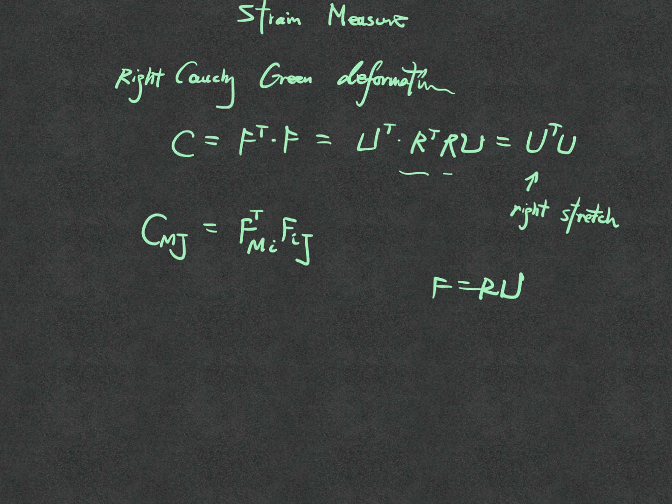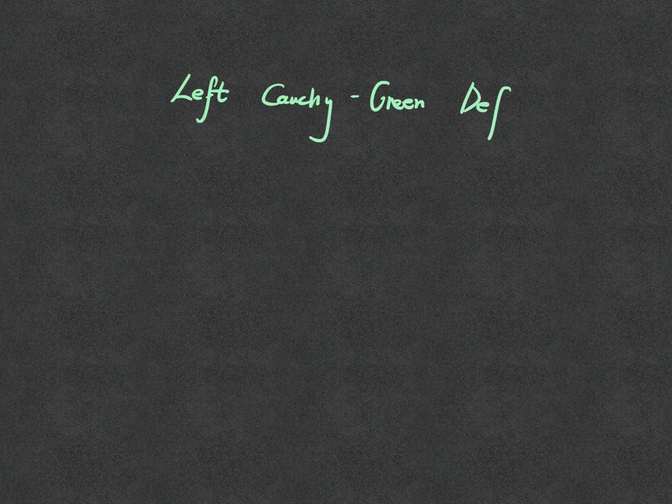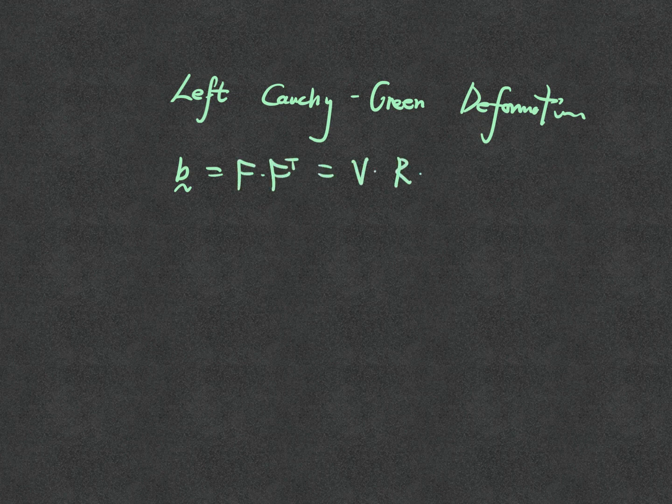So going back to this, the left Cauchy-Green tensor. What are left Cauchy-Green deformations? I write it as B, and B equals F dot F^T, which is actually equal to V dot R^T, R dot R^T dot V, which equals V squared. Or maybe V^T V equals V squared. Sometimes people like to write that.